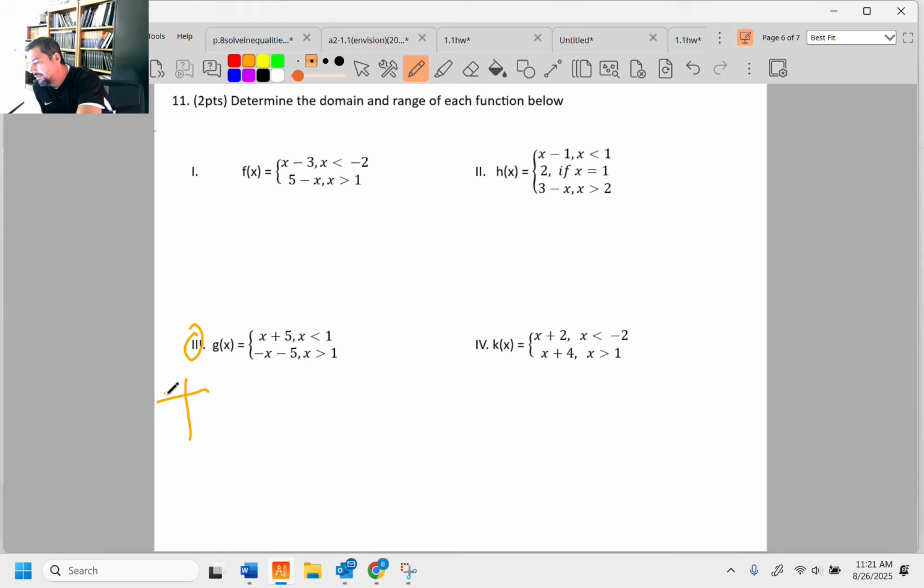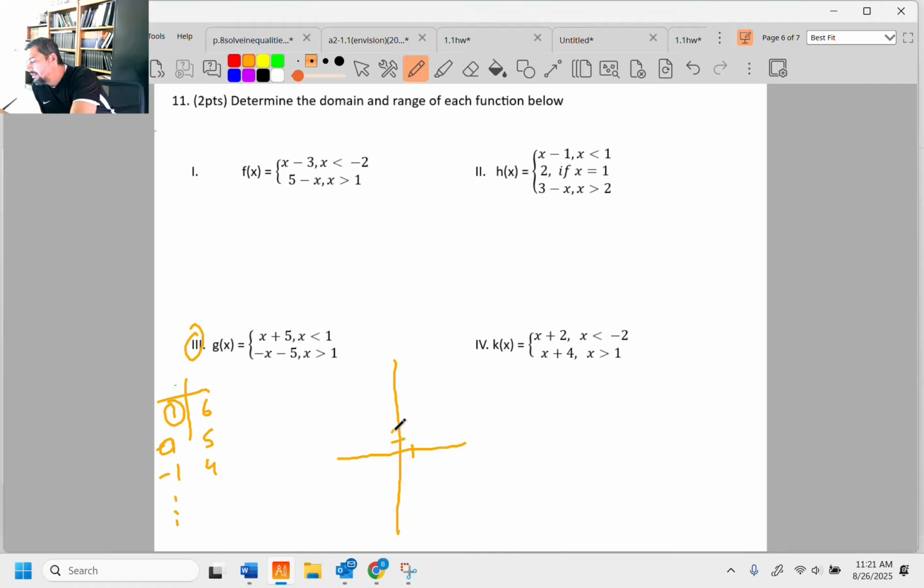X is less than 1. So I'll put the 1, and then maybe I'll put something like -10. Or I don't even know if I need that. But maybe 0 and then -1. And the idea is I can keep going. That's the big deal. If I feed it a 1, I get a 6 back. If I feed it a 0, I get a 5. If I feed it a -1, I get a 4. That's enough information to graph.